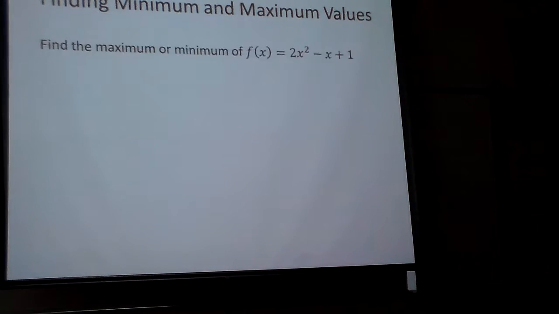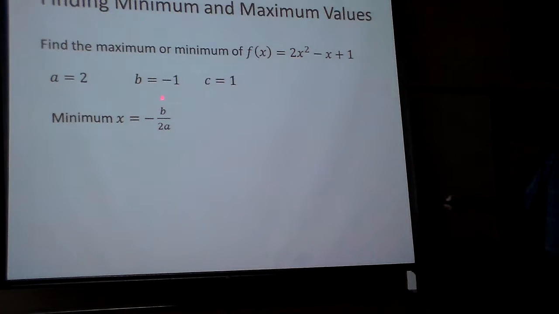So what I'm going to do is this. Find the minimum or maximum value of 2x squared minus x plus 1. Well, I'm going to do this. A is 2, b is negative 1, correct? And c is 1. So to find the vertex, I'm going to do the minimum, negative b over 2a. So I'm going to go negative of negative 1 over 2 times what? That 2, which will give me a positive 1/4. I know the vertex for this problem occurs at 1/4.